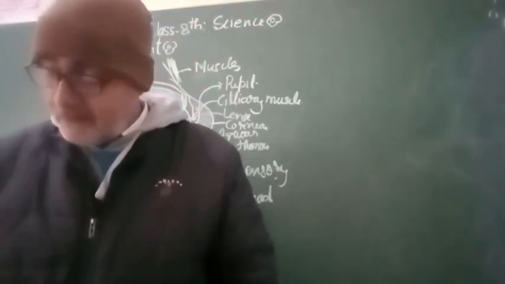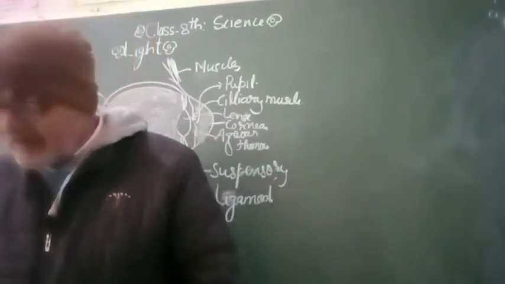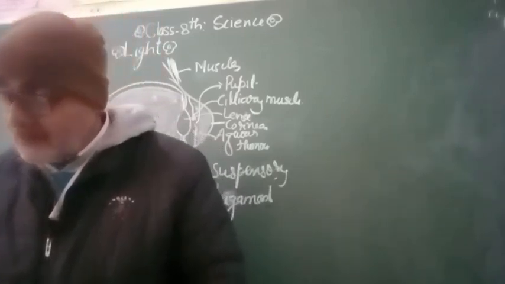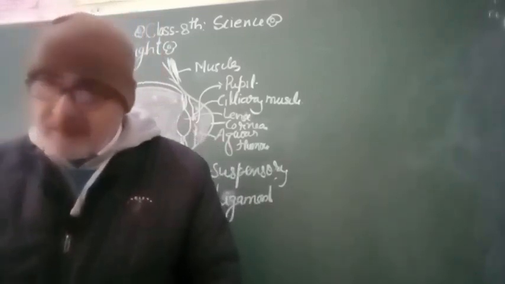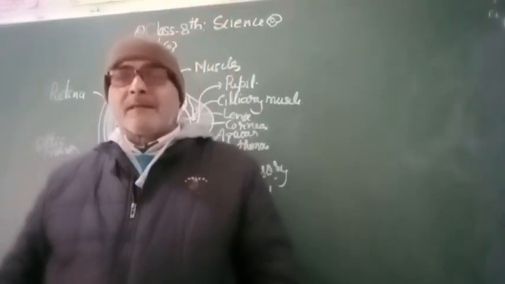Near point of the eye is the point nearest to the eye at which an object can be placed and still have a sharp image produced on the retina. बहुत नज़दीक से भी देखने पे रेटिना में इमेज बन जाता है.